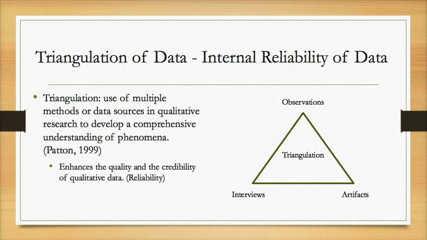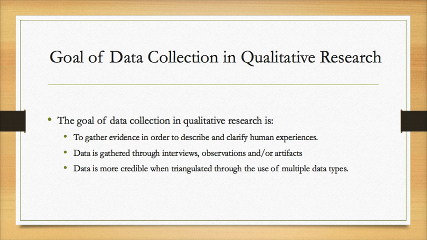In other studies that I've conducted, interviews tend to be, for example, very heavy in my data. And then I was able to use observations and artifacts to triangulate those findings to make sure that they're accurate. So this is why it's very important to try to have a variety of data sources so that when it's time to code your data and analyze your data, it's coming from different places and it's more reliable. Okay, so let's examine what you are trying to do when you collect all this data. The goal of data collection in qualitative research is to gather evidence in order to describe and clarify the human experiences. Data is gathered through interviews, observations, and artifacts. And data is more credible when triangulated through the use of multiple data types.